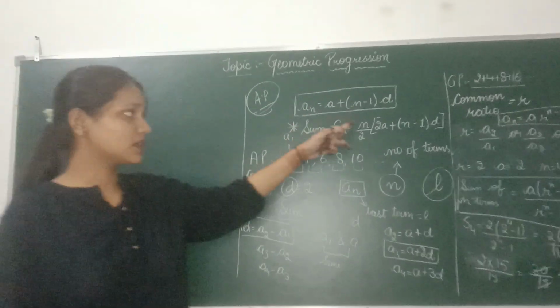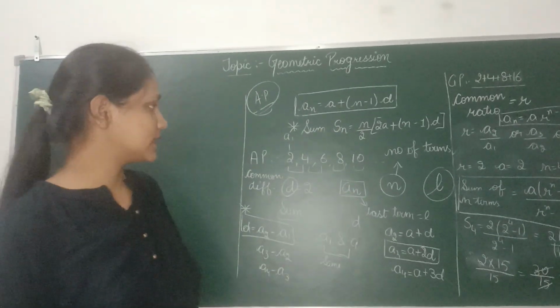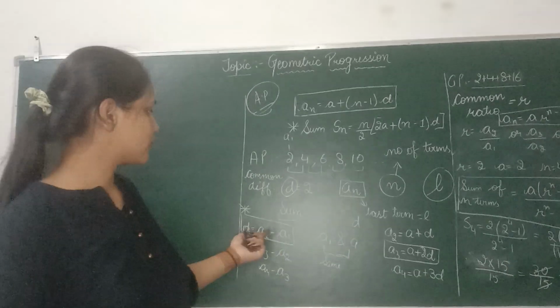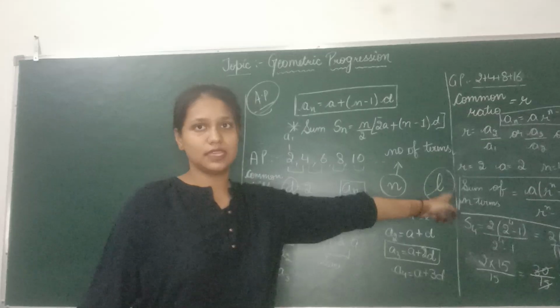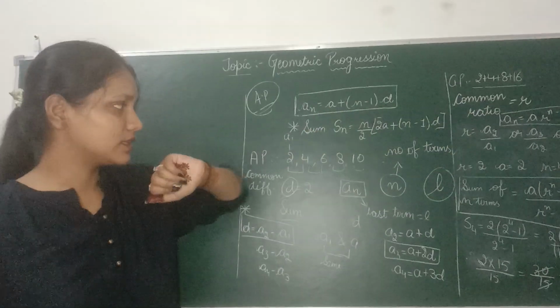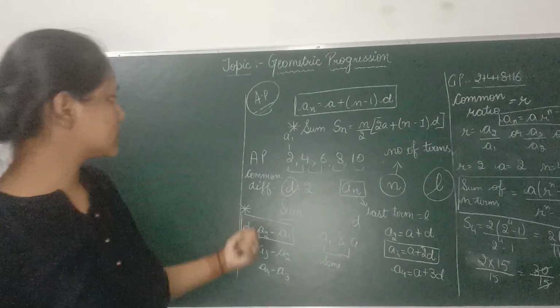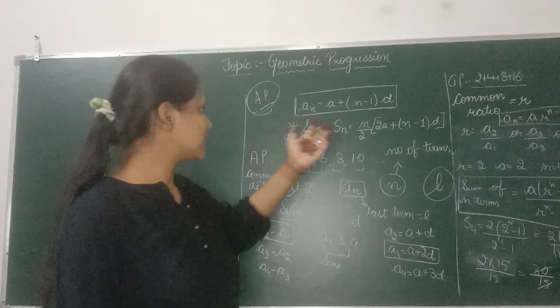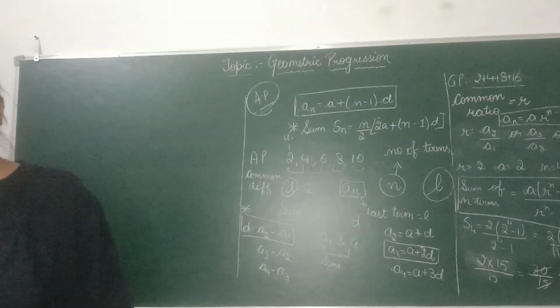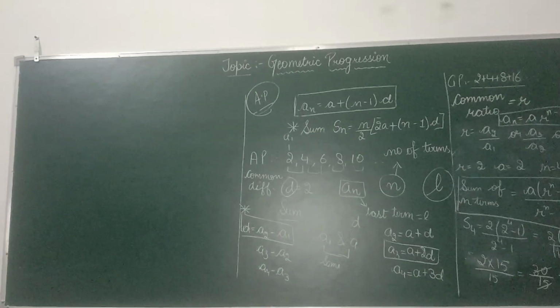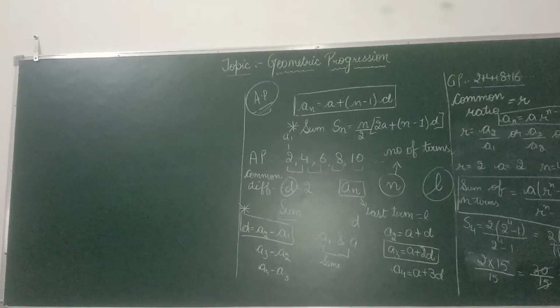For the GP, the formula is an, and for the sum of a geometric progression, the formula is a times r to the power n minus 1 upon r minus 1. For the sum of n terms in the arithmetic progression, it will be n upon 2 times 2a plus n minus 1 multiplied by d. Now we will continue with our questions.